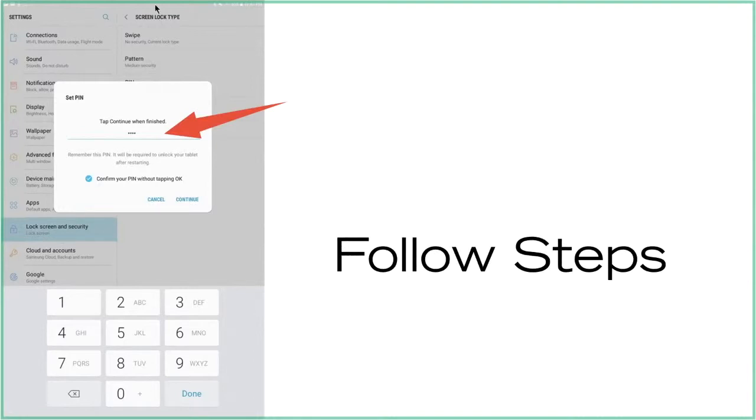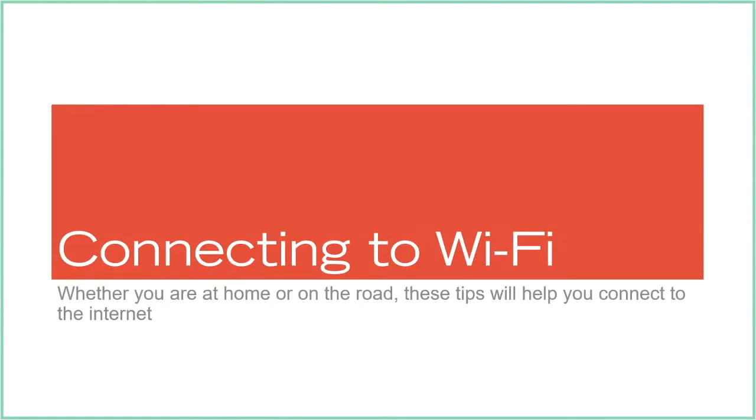You'll see here, when I selected it, I set the PIN. I selected a 4-digit number, and all I then had to do was hit continue. And then the next time your screen goes to sleep and you go to awaken it, it will request the 4 digits. Okay. So next, we're going to look at connecting to Wi-Fi in a couple of different ways.